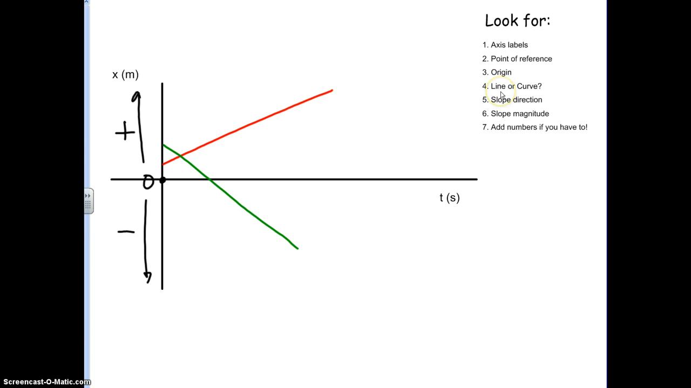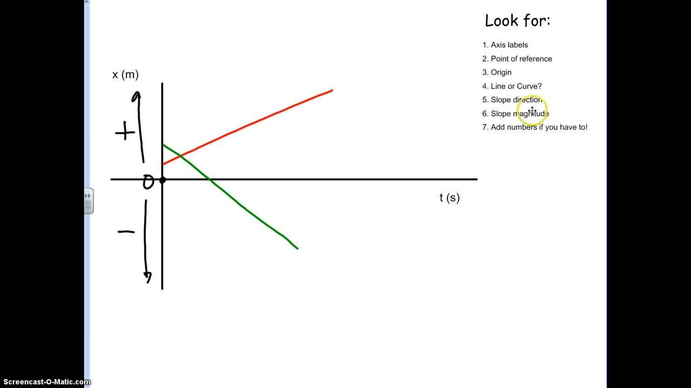Okay, so the next thing we want to look at is whether we're looking at lines or curves. And on position time graphs, lines and curves mean different things. These are both lines, or they're pretty much lines. If they were curves, it would mean something really different, and here's why.